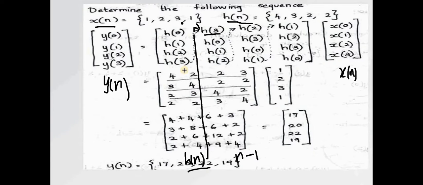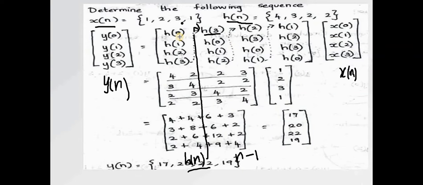So each column starts with the last column. Okay, last column's first row, last row's first column. Whatever it is, this is going to be our matrix for h of n.